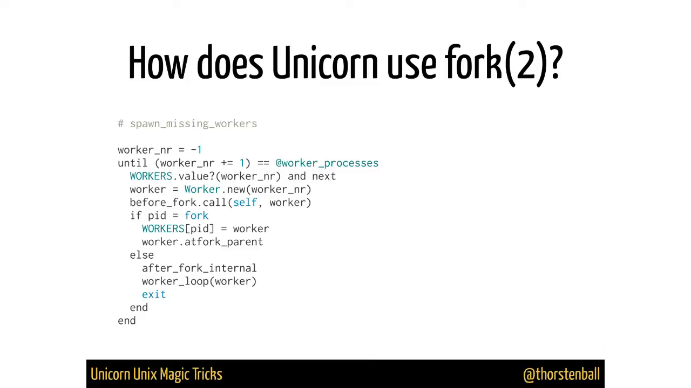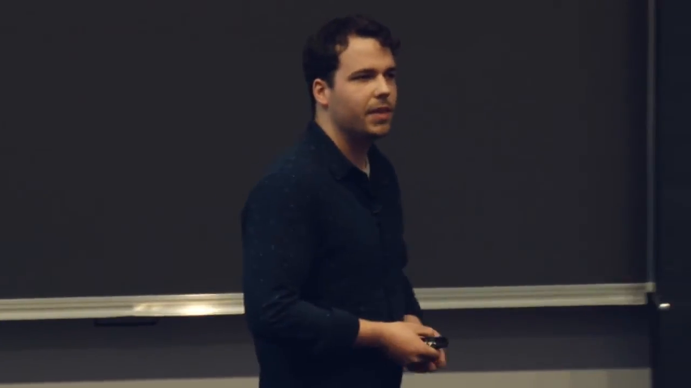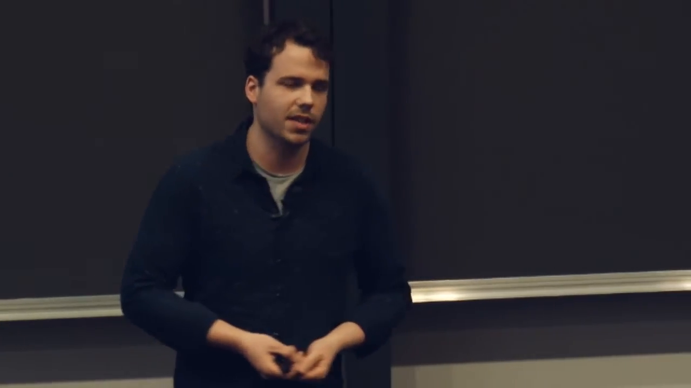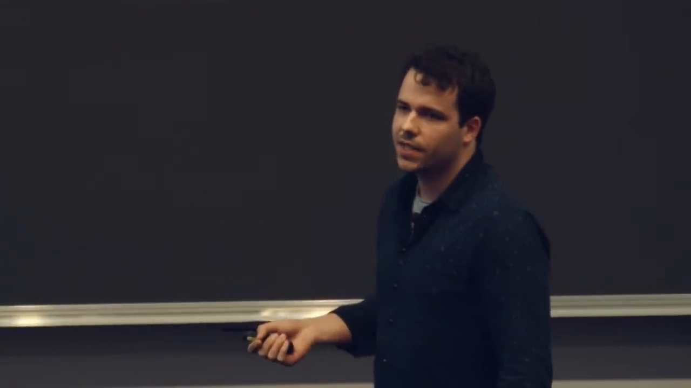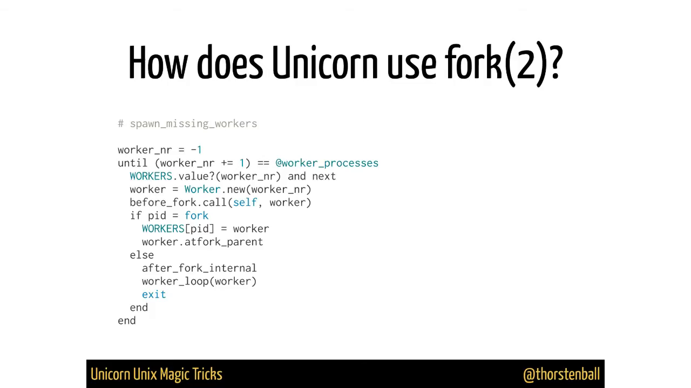This is a small excerpt from a method called spawn_missing_workers. And all this method basically does is it runs a loop, and in this loop it calls fork a bunch of times. Now, the parent process takes the returned child process ID, because fork only returns the child process ID in the parent process, and saves it. But the child process goes into the worker loop. And after this method, we now have 16 worker processes going into a worker loop and doing something while the master process is free to do something else.